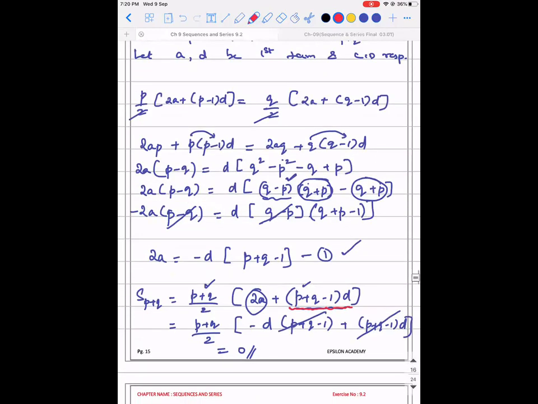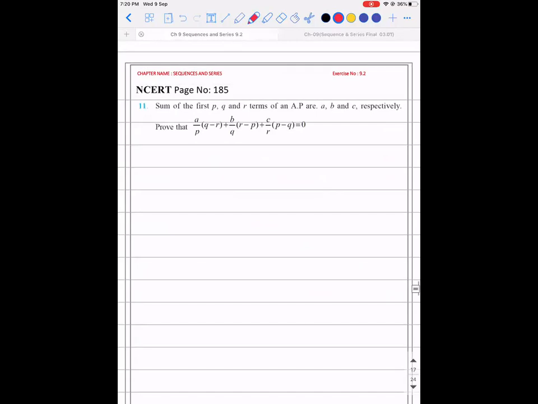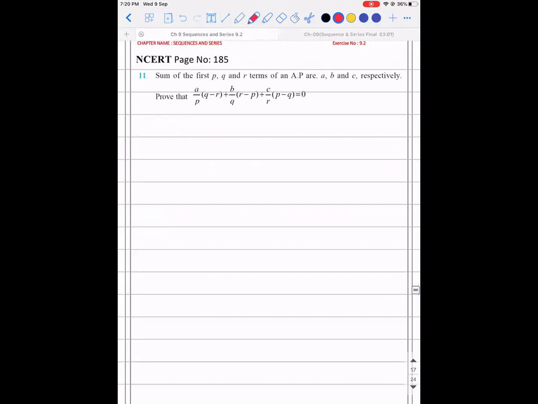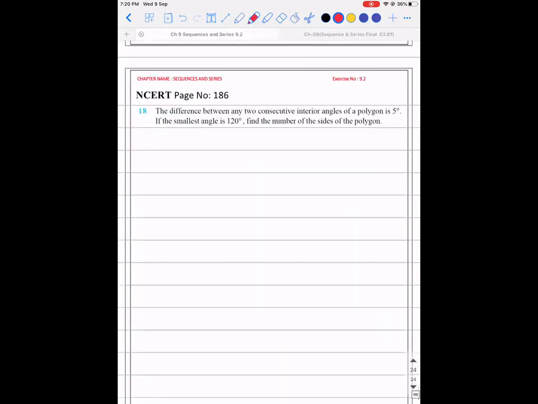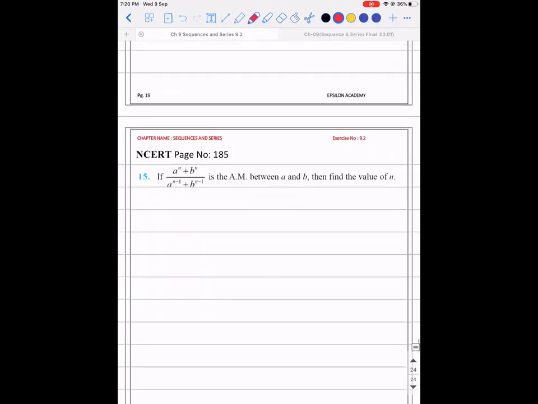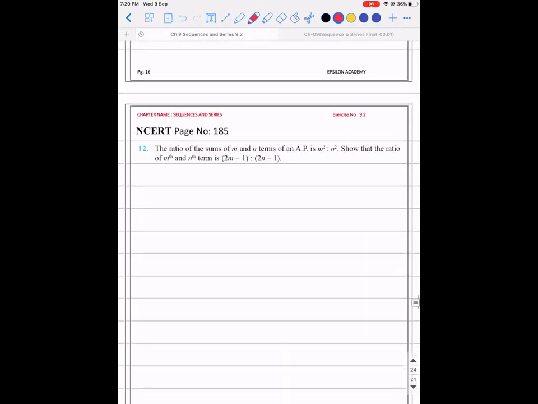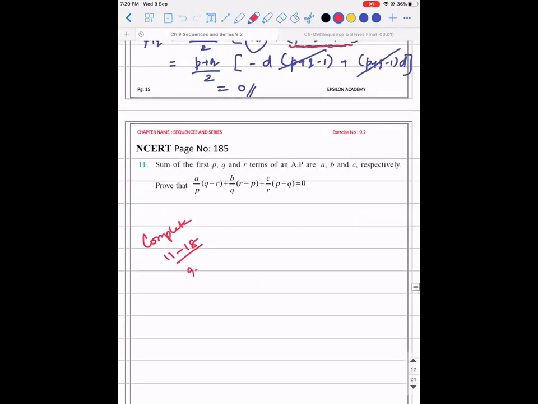Okay, so that's all for today. Before next class, solve the remaining problems. I think you have 7 problems, so it is homework. Complete 11 to 18 of NCERT, this exercise 9.2. That's the homework before next class, before Monday. So in 2 more classes, I'll complete this chapter also. Then we can go to the next one.